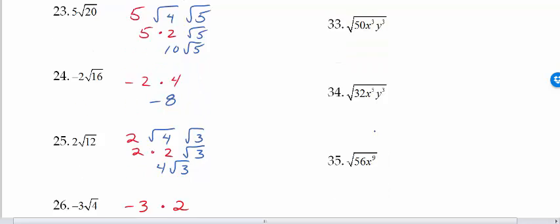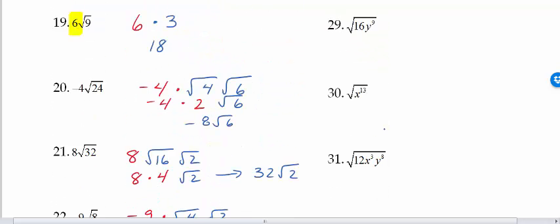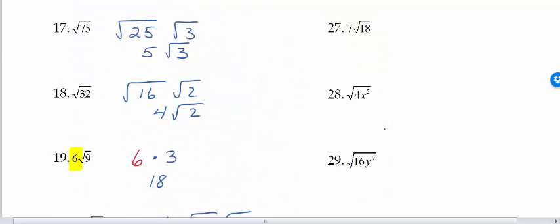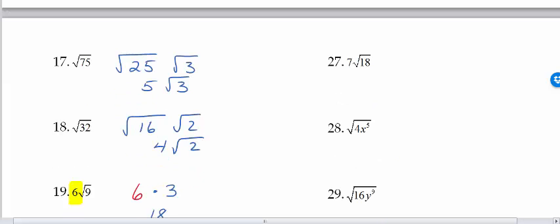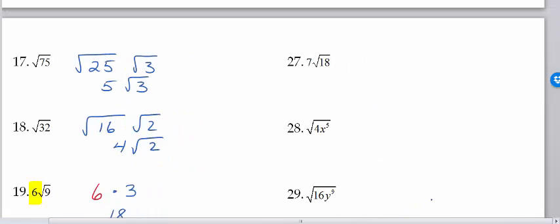Our final column is going to focus on problems that not only have numbers in them, but also have variables. Our first problem, we have 7 times 18. So 18 is 9 and 2, just like before. So that's 7 times 3, root 2, which leads us to 21 root 2.